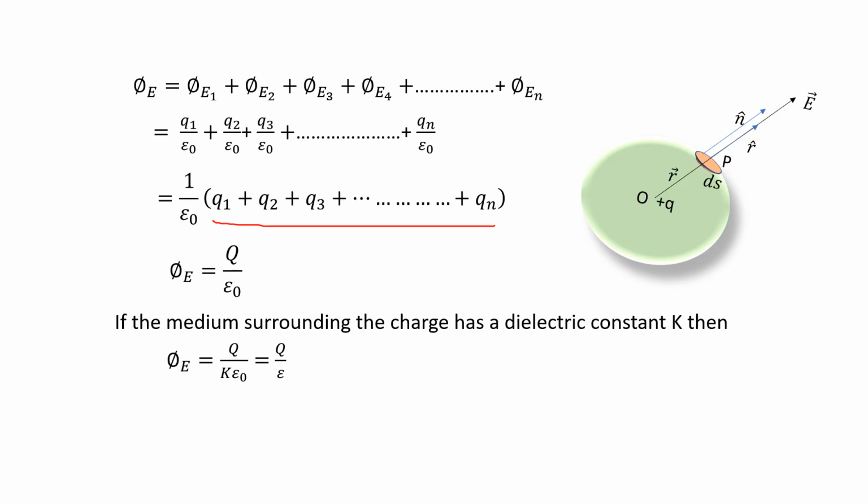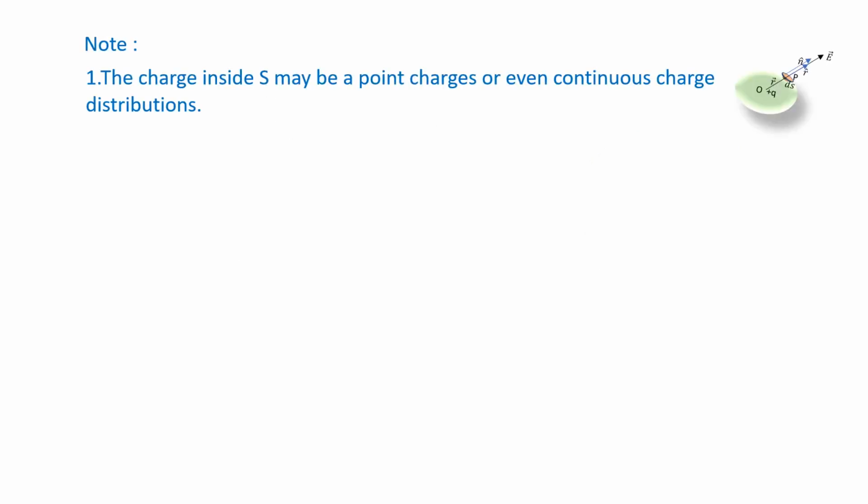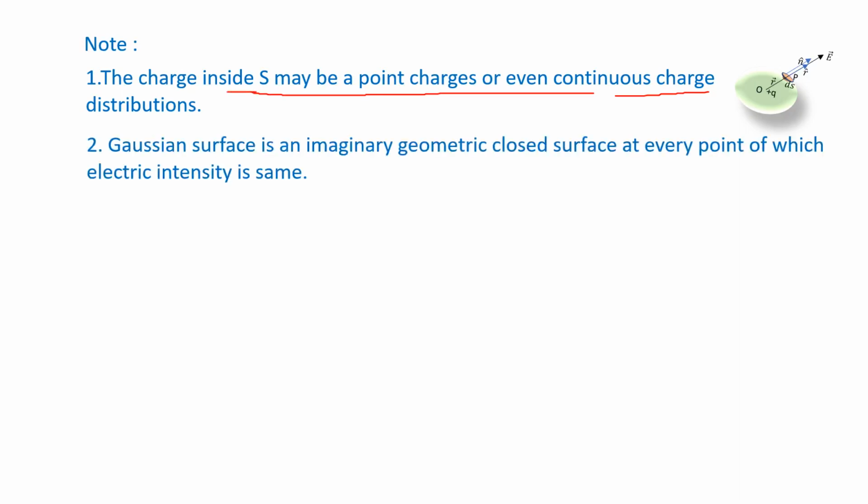Now there are certain points that should be kept in mind. First is, charge inside S may be a point charge or even a continuous charge distribution. So inside the Gauss surface, the charge can be a point charge or a continuous charge distribution. Gaussian surface is an imaginary geometrical closed surface at every point of which electric intensity is the same.